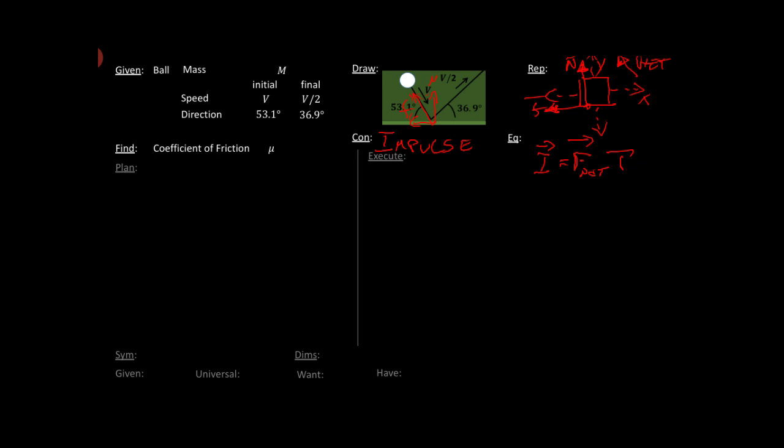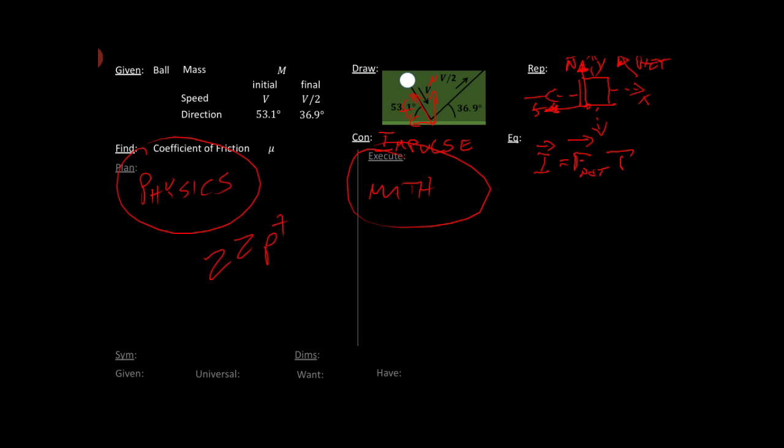So I think we're ready to get to the physics. The next step here is going to be our plan, and that's our physics, as we've said, and then we get to our execute, and that's our math. And remember, this is 22 points. This is 6 points.